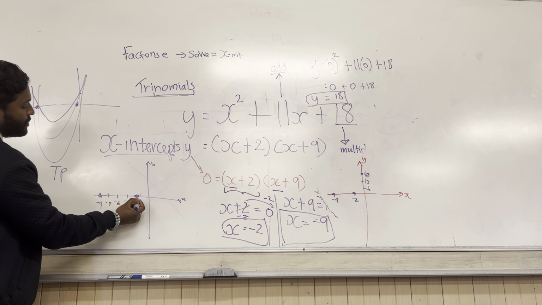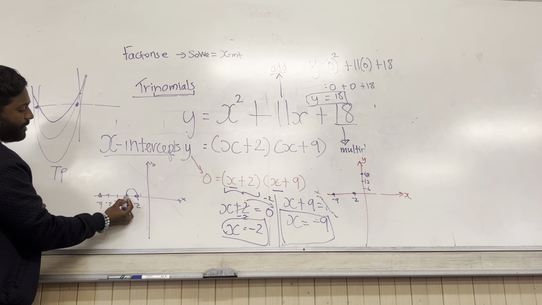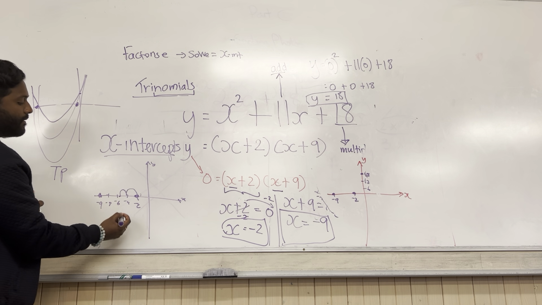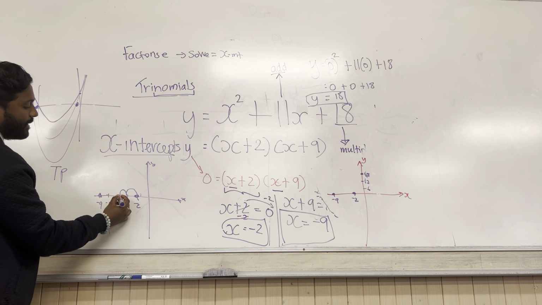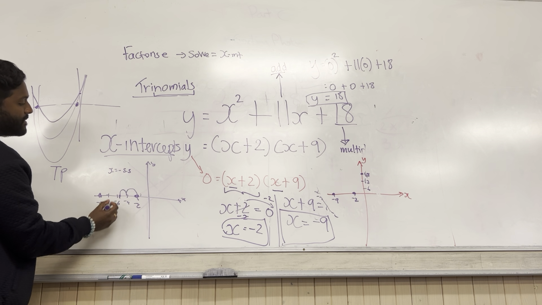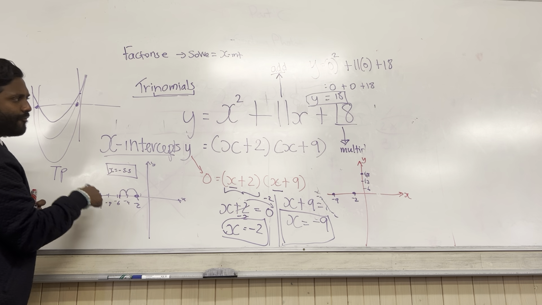3.5. So you're going to go 3.5 from this negative 2. So negative 2 to negative 4 is 2, and that's going to be negative 3, somewhere there. So what's negative 2 minus 3.5? Negative 5.5.